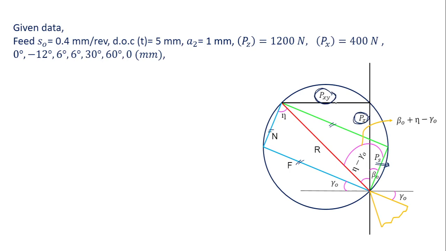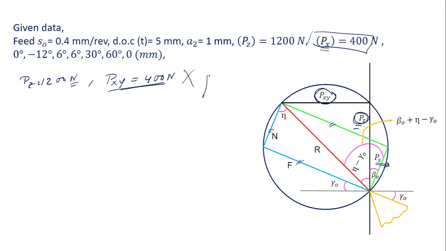Now most of the students think that Pz is okay, whatever Pz is given, 1200 Newton, this is the value. But what about this Px? Most of the time students think that this Pxy is actually 400 Newton. But this is wrong. Pxy is not 400 Newton. Here Px is 400 Newton.